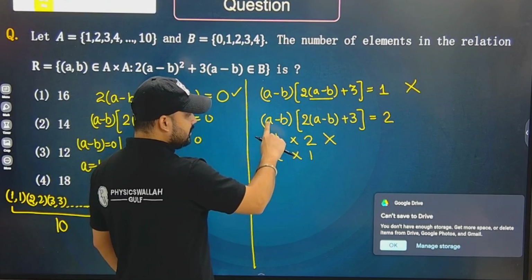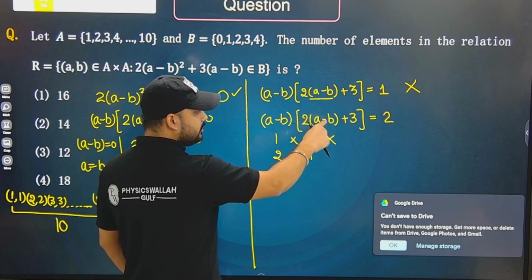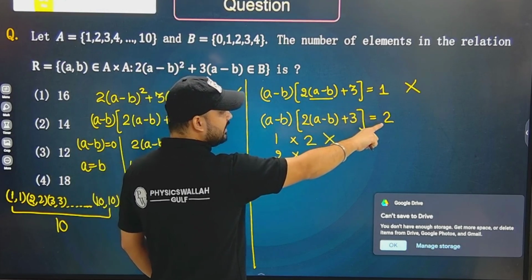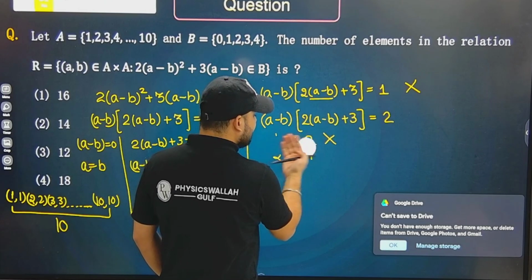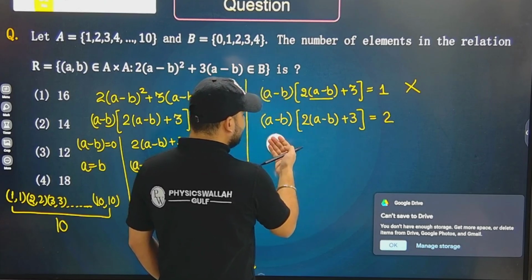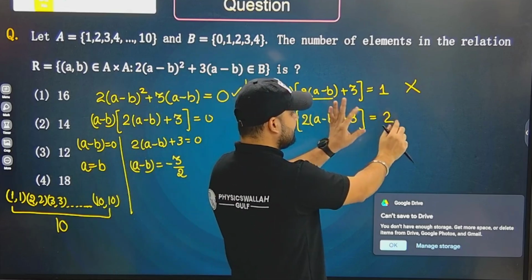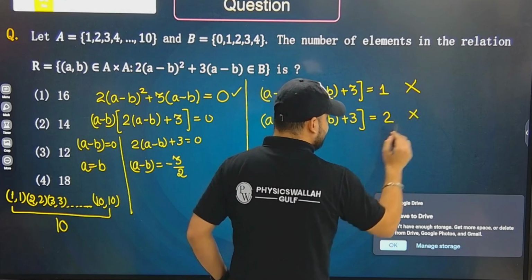Let's take 2. If a minus b is 2, 2 into 2, 4. 4 plus 3, 7. 7 into 2, 14. But here it is written 2. It means in this case also we are not going to get any particular situation where LHS is going to become RHS. So we are not moving further with this.